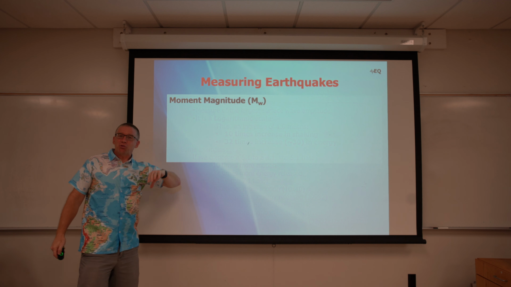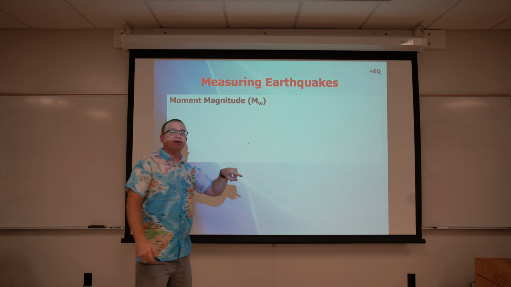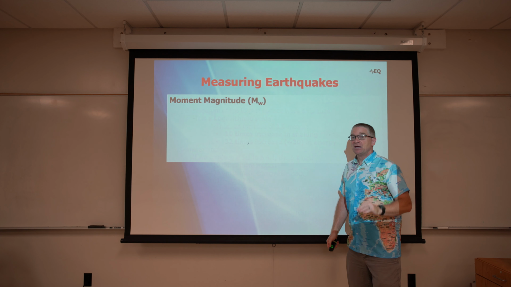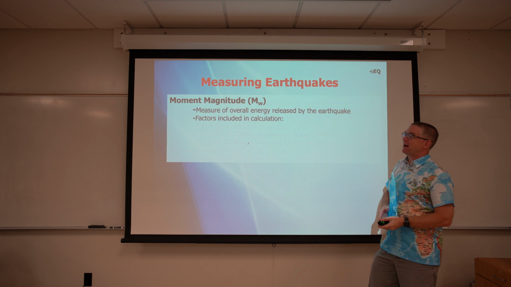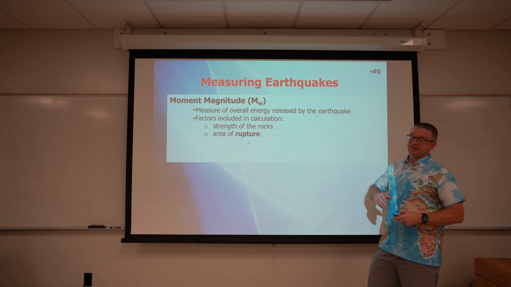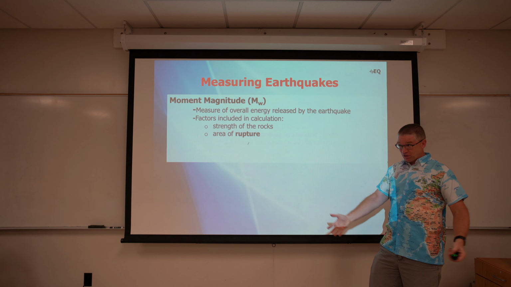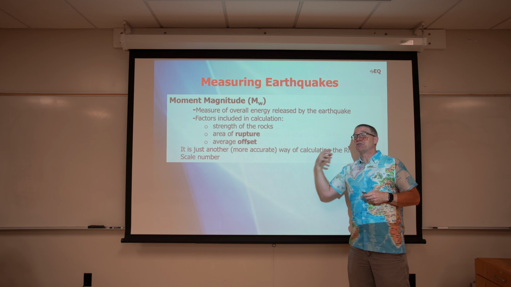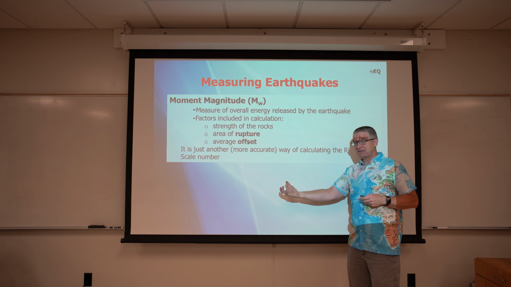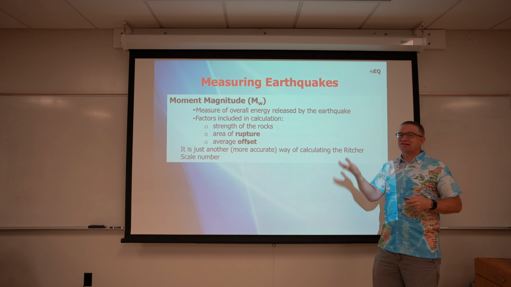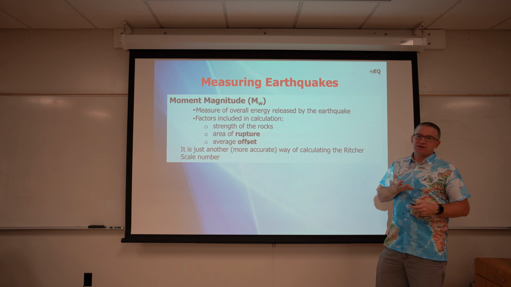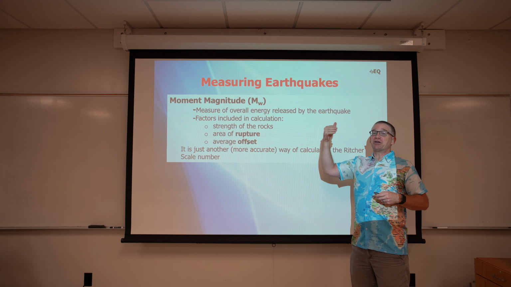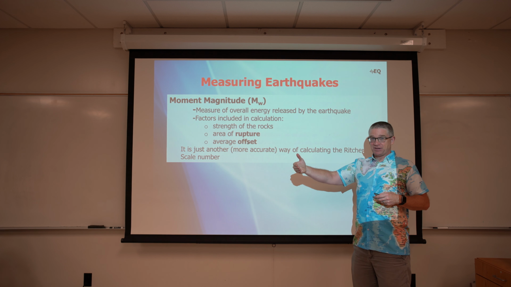Now, a better way to get the Richter number, and this is what we tend to do more these days, is what's called the moment magnitude. Moment magnitude is just a better overall measurement of the overall earthquake event. It incorporates much more data, so it takes a little longer to calculate, but the number you get is the same as a Richter scale number. So it's just a better, more accurate way to get to that number.